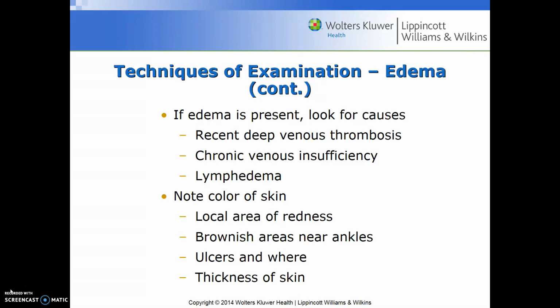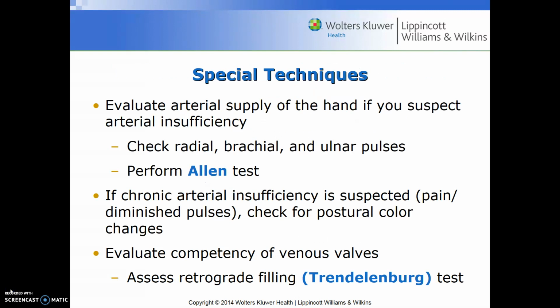If you do discover edema, look for the causes: recent deep venous thrombosis, chronic venous insufficiency, lymphedema. Note the color of the skin, local areas of redness, brownish areas near ankles, ulcers and where they're located, and the thickness of the skin. Some special techniques in assessment: if you want to evaluate the arterial supply of the hand, if you suspect arterial insufficiency, you're going to, again, thoroughly assess the radial, brachial, and ulnar pulses. You're going to perform the Allen test.